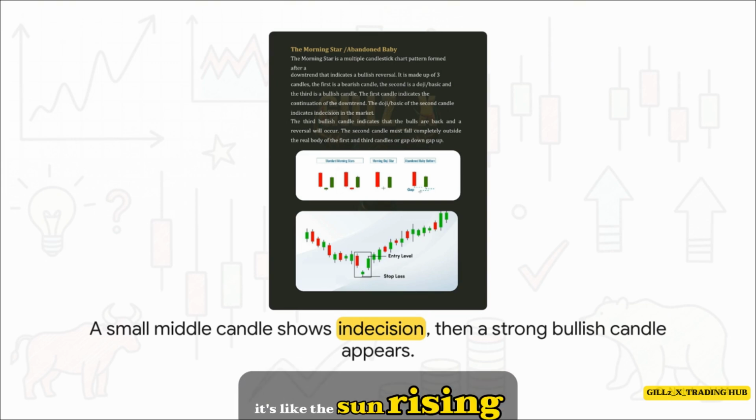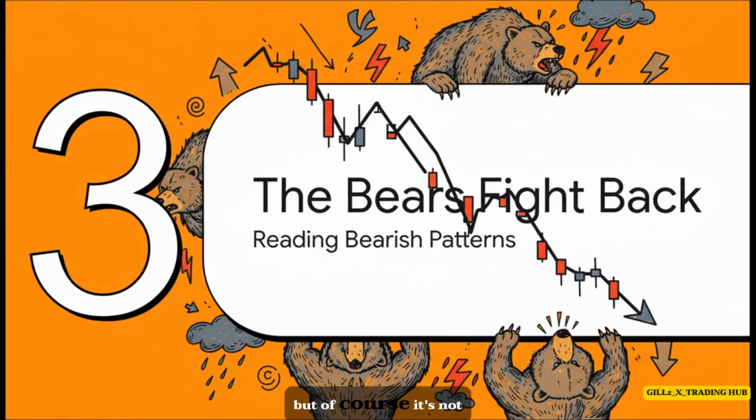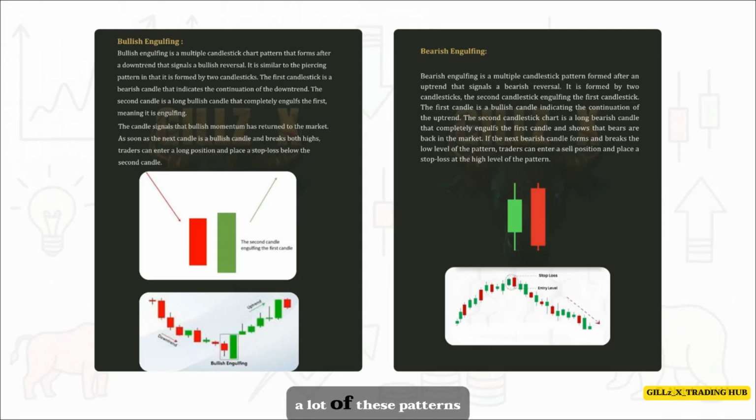It's like the sun rising after a long night. But of course, it's not always good news. For every bull, there's a bear waiting around the corner. So now let's flip the script and look at the patterns that tell us the sellers, the bears, are about to wrestle back control. And the cool part is, a lot of these patterns are just mirror images of each other. So once you learn one, you kind of get its opposite for free.